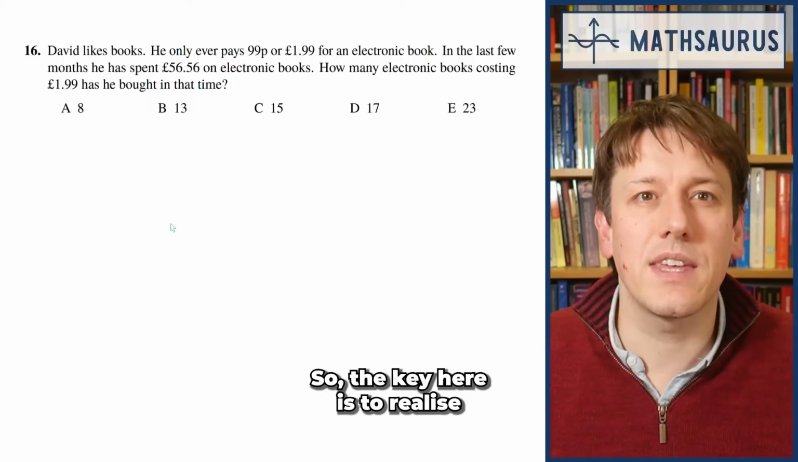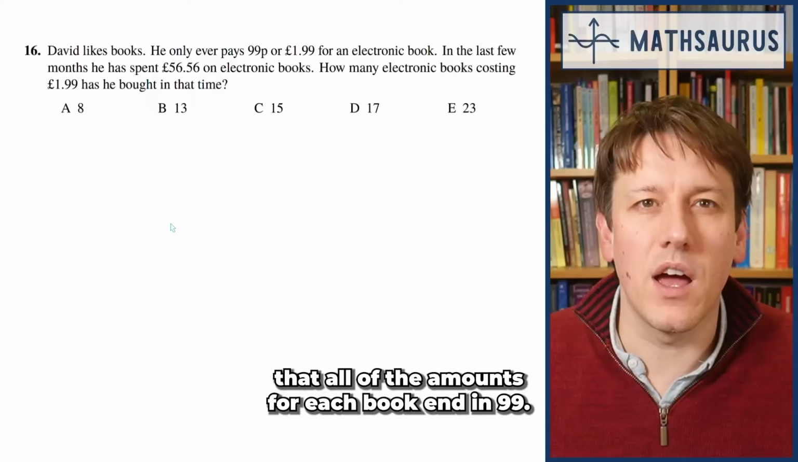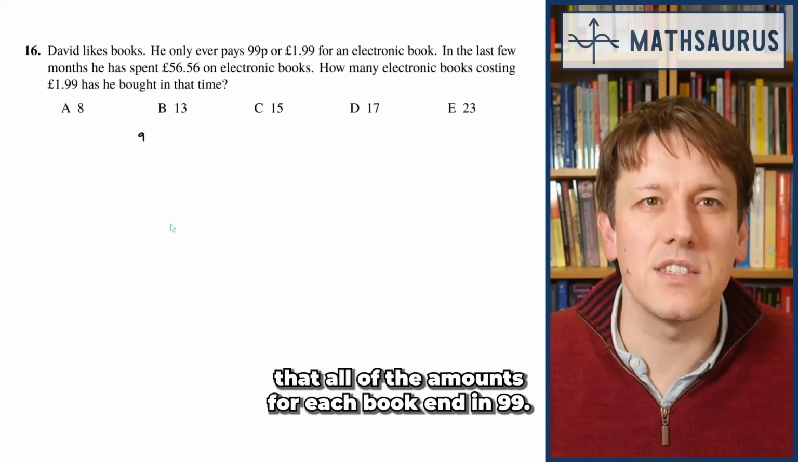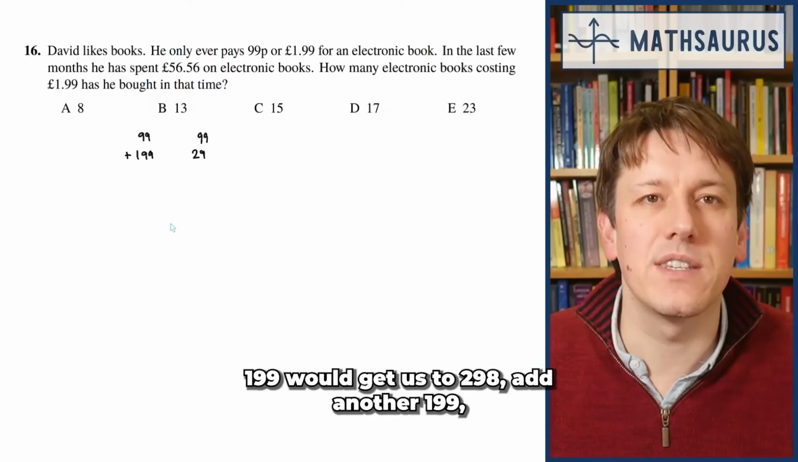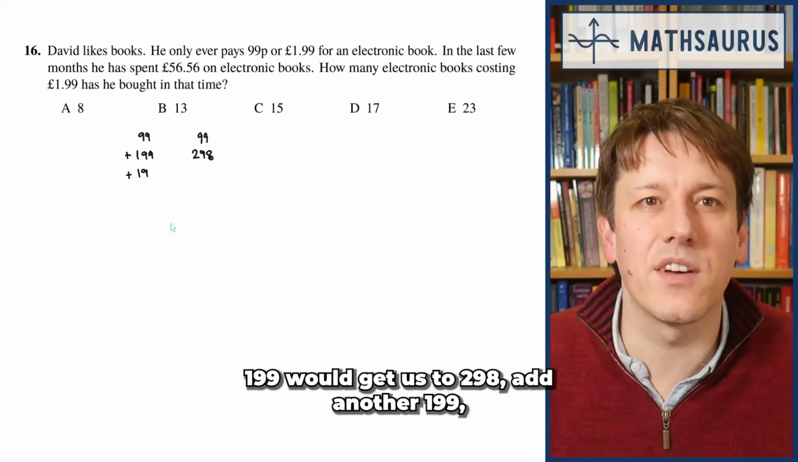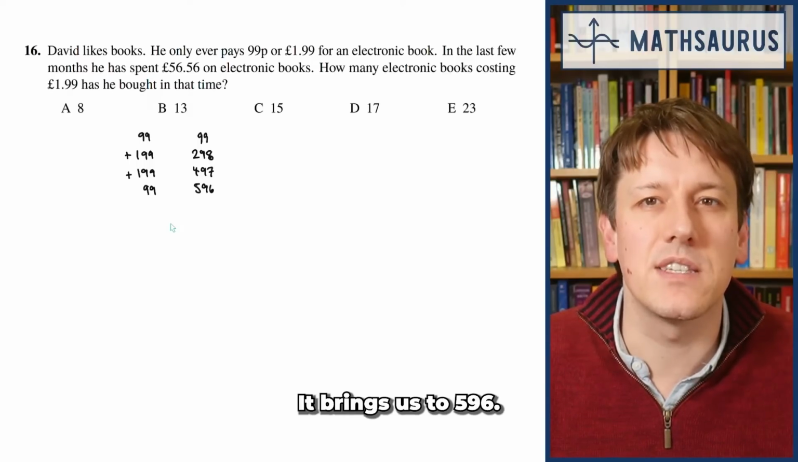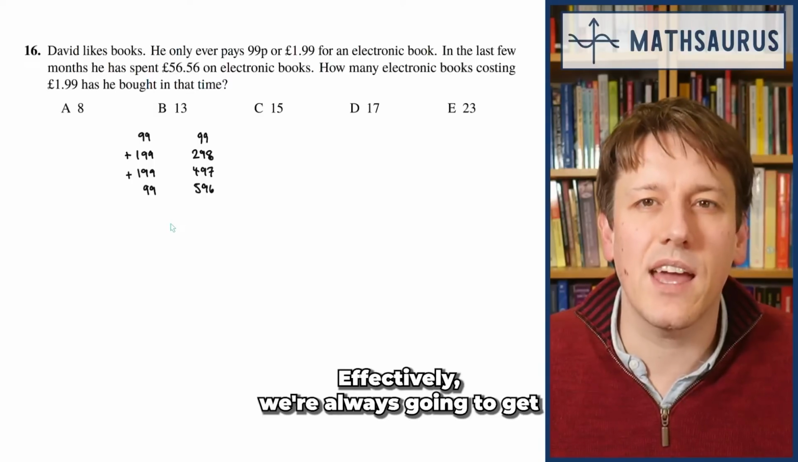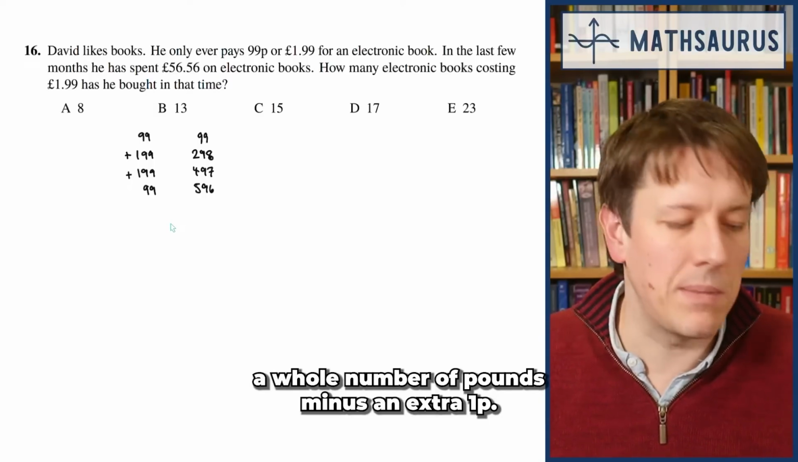So the key here is to realise that all of the amounts for each book end in 99. And if we add those sorts of numbers together, like 99 plus 199 would get us to 298, add another 199, it would bring us to 497, add another 99, it brings us to 596. Effectively, we're always going to get a whole number of pounds minus an extra 1p.